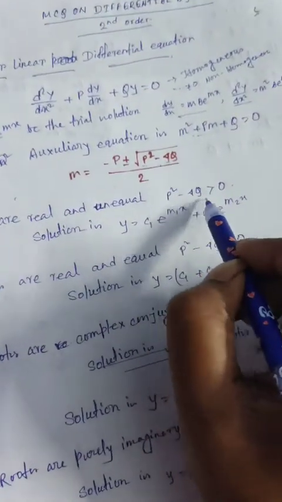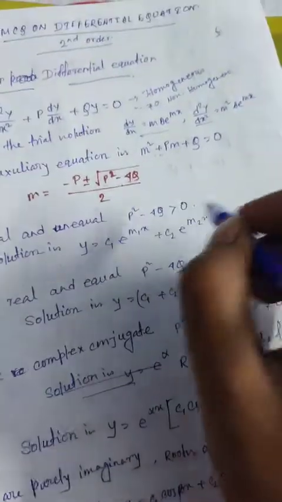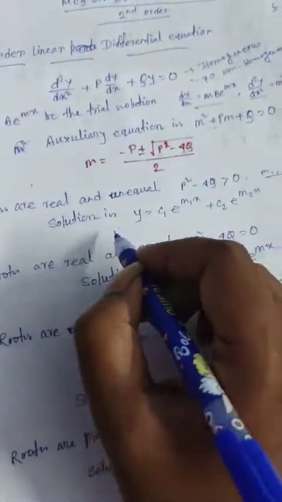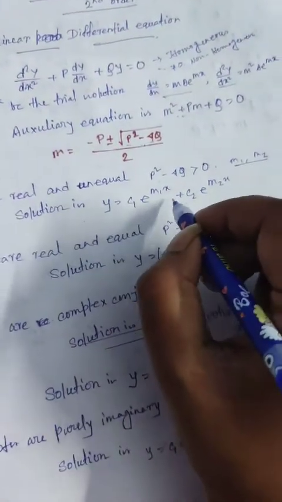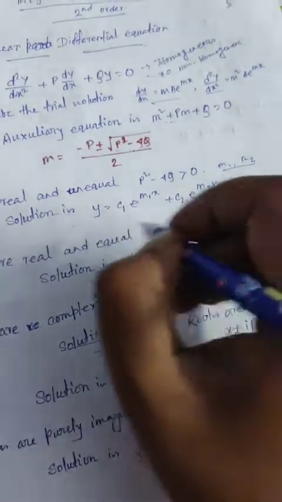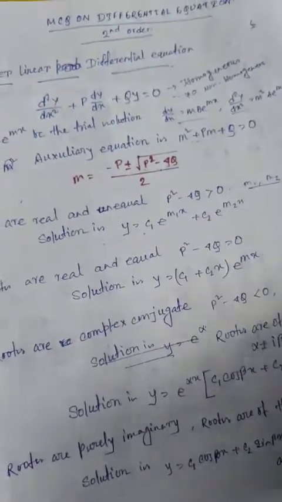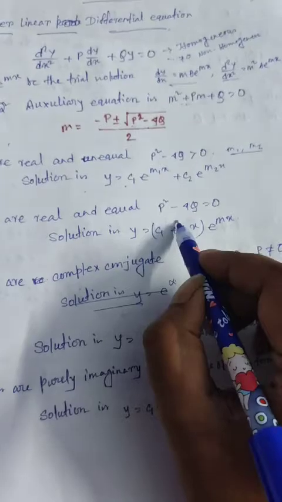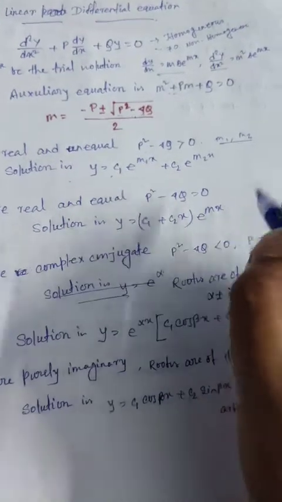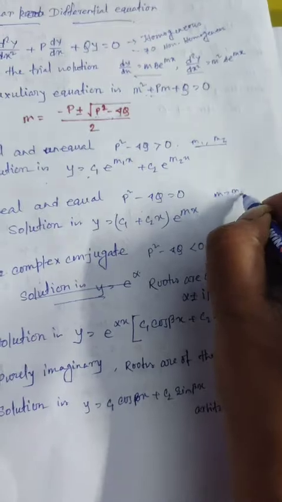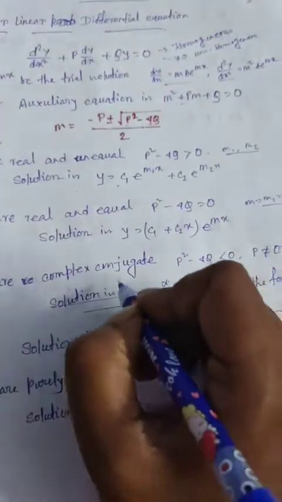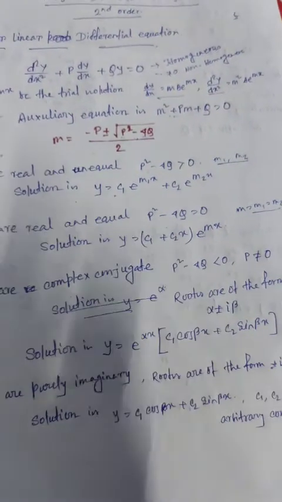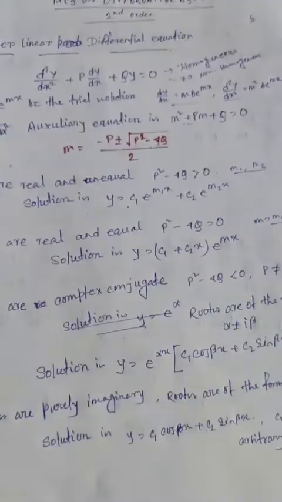First, the case when the roots are real and unequal. That means p square minus 4q is greater than 0. In that case we get two roots m1 and m2, and the solution is of the form y is equal to c1 e to the power m1x plus c2 e to the power m2x, where c1 and c2 are arbitrary constants. Now if the roots are real and equal, that means p square minus 4q is equal to 0 and m1 is equal to m2, the solution will be of the form y is equal to c1 plus c2x, into e to the power mx, where c1 and c2 are also arbitrary constants.